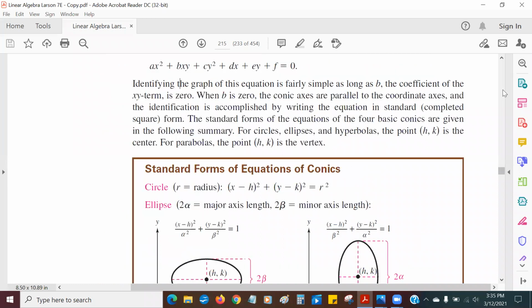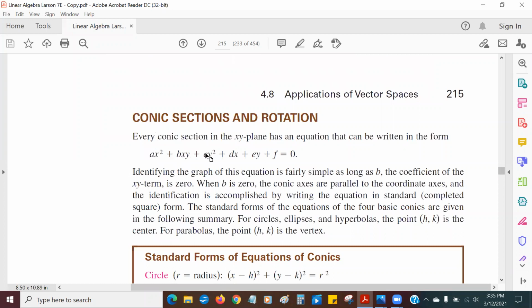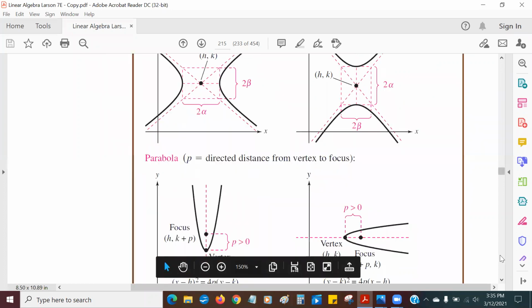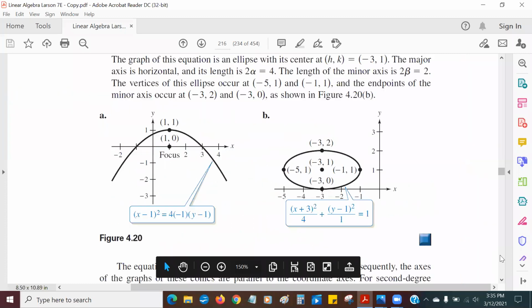Where are we here? Where are those original equations? These guys right here. These are the A, B, and C that we're talking about. Let's just go back down to where we were. And okay.